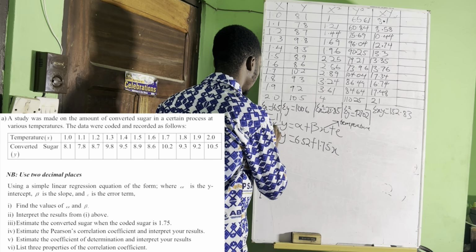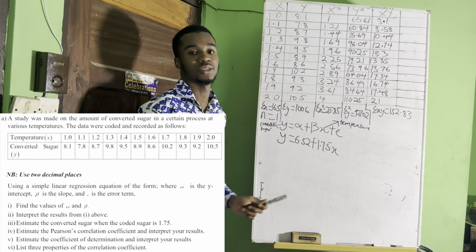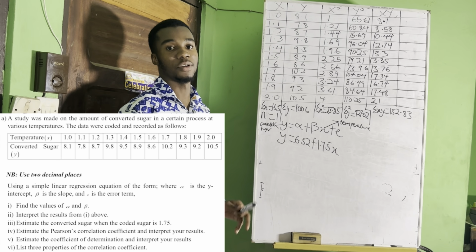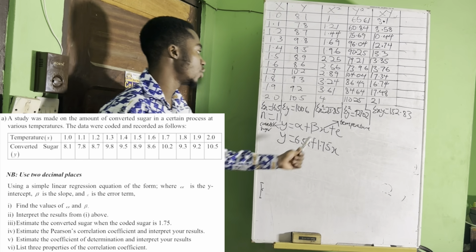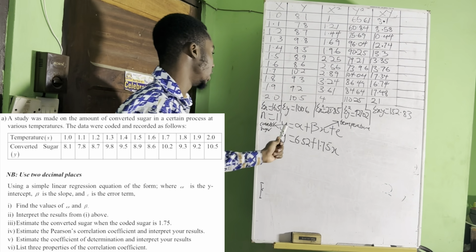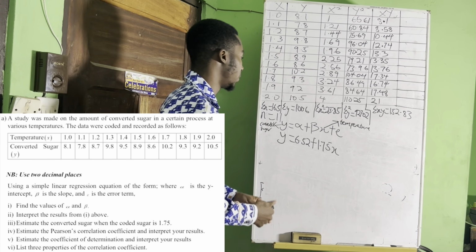Sugar. So now before you can even interpret it, you have to know what y and x is. In the question, they'll always give you the values for x and y. Sometimes it can be age, boys, whatever. But this time they give you x to be temperature and y to be converted sugar. So now if you want to interpret this, you should interpret the alpha and beta.